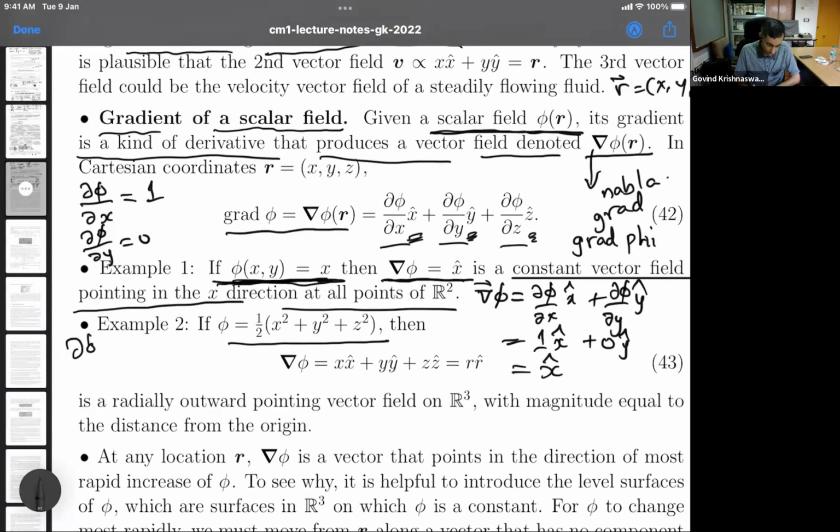So the first partial in x is going to be given only by the first term contributing; I get half times 2x, and that is simply x. Similarly, the partials in y and z are given by y and z respectively. So I assemble those three partial derivatives into a vector, multiplying x hat, y hat, and z hat, taking that linear combination. This is the gradient of phi. Any question about how we computed the gradient of this phi?